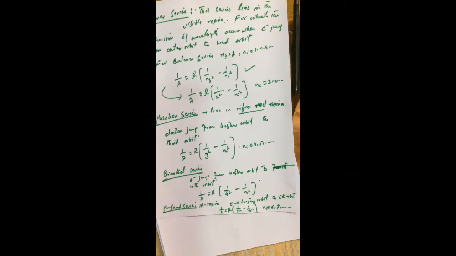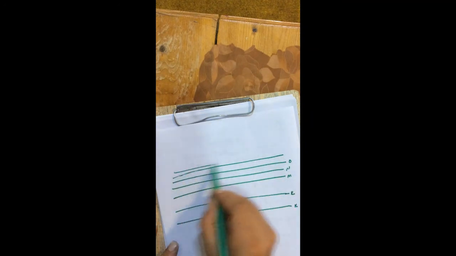So here I will plot the diagram again. Like we have the energy levels here. So this is the first energy level or the K shell, and this is the second energy level or the L shell, this is the third energy level or M shell. This is the fourth energy level or N shell. This is the fifth energy level or O shell, and these are the higher energy levels.